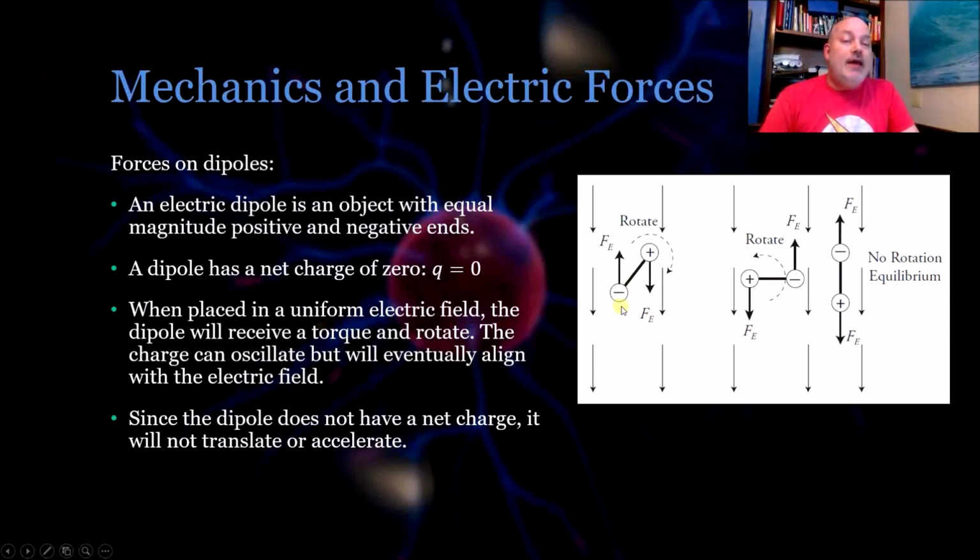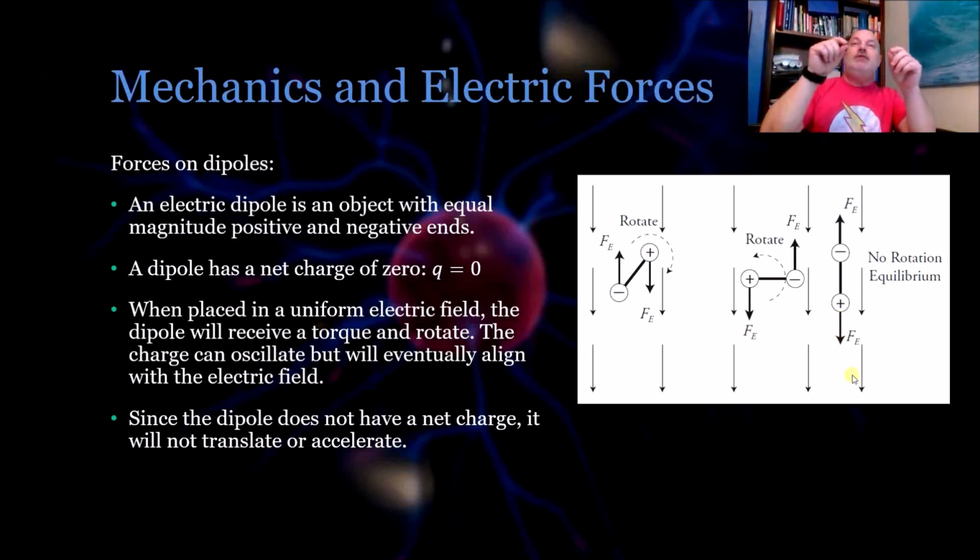If I put this dipole in this uniform field, the negative end will receive a force in the opposite direction of the electric field, and the positive end will receive a force in the direction of the electric field. So it's going to rotate. It's going to receive a torque, in this case clockwise, and it will rotate. This one over here will rotate in the opposite direction, counterclockwise. This one right here won't rotate at all because the force on the negative charge is directly up and the force on the positive charge is directly down.